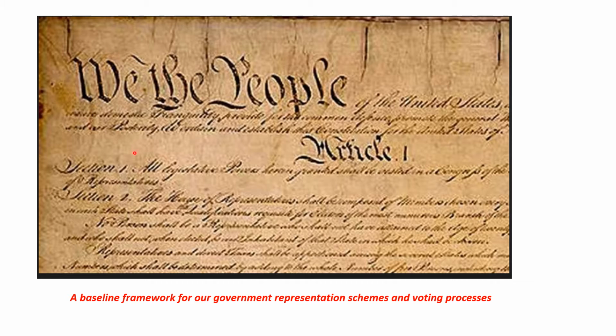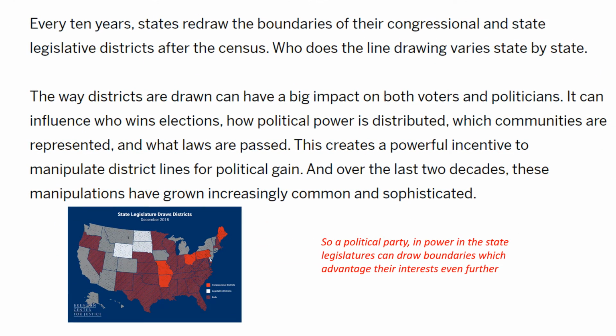Our Constitution is a baseline framework for our government representation schemes and our voting processes. Among other things, it specifies that we will conduct census. So every 10 years, the state redraws the boundaries of their congressional and state legislative districts after conducting the census. And in Illinois and many states, the state legislature draws the boundaries.